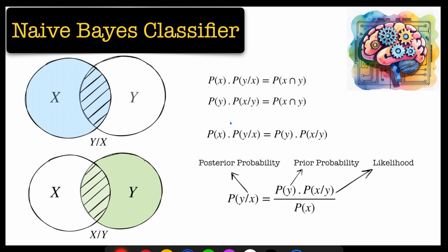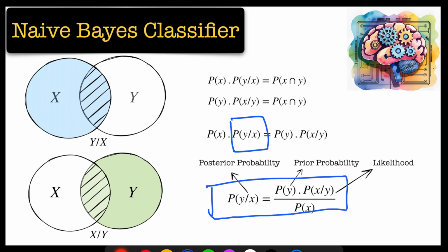We have to calculate this thing, right? Probability of y given x, the probability of output class given any input. So this we can calculate by dividing this one by this probability of x. So that's how we are getting this equation. Probability of y given x equals probability of y times probability of x given y divided by probability of x. Now, probability of y is the probability of the output class from the training dataset. This is the prior probability of the output class.